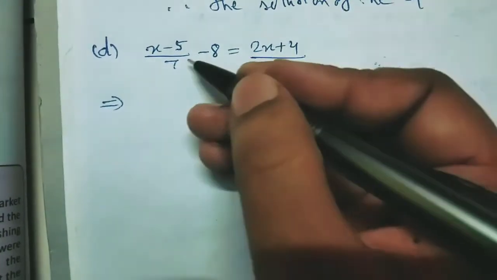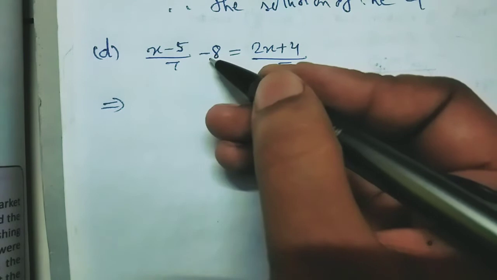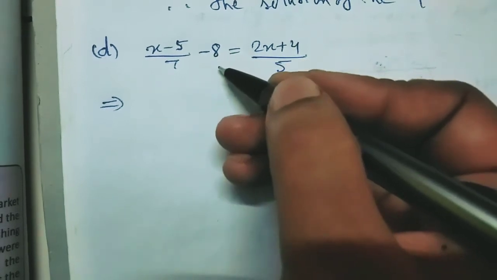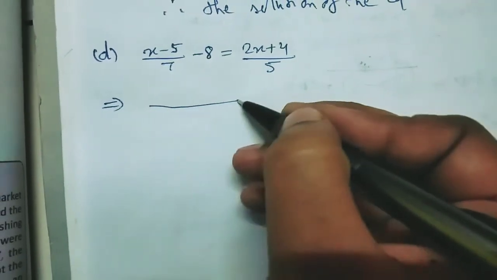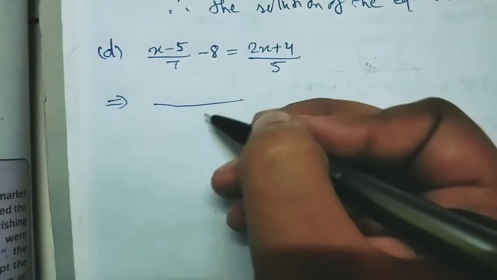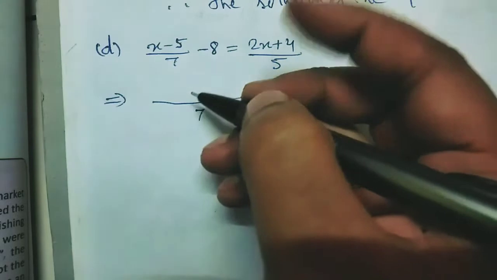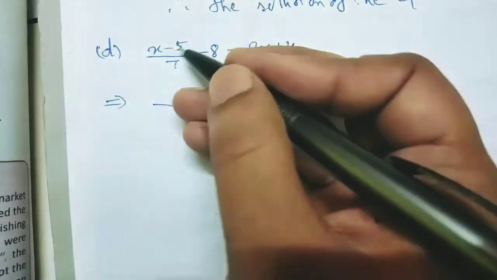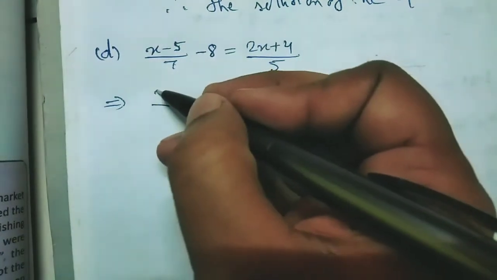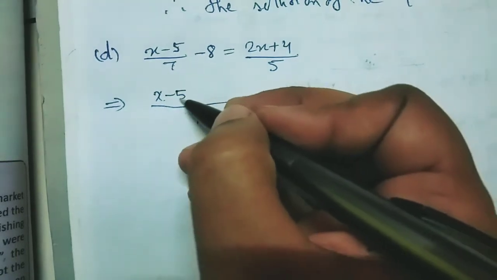So we'll take the LCM of this. Nothing is there in the denominator, that means it has 1. So first of all, we'll take the LCM. The LCM of 7 and 1 is 7. Now 7 divided by 7 is 1. Then 1 into (x - 5) is again x - 5. Understood?